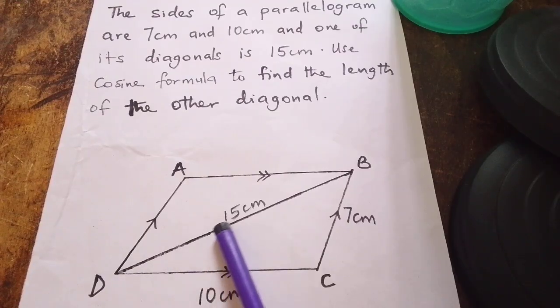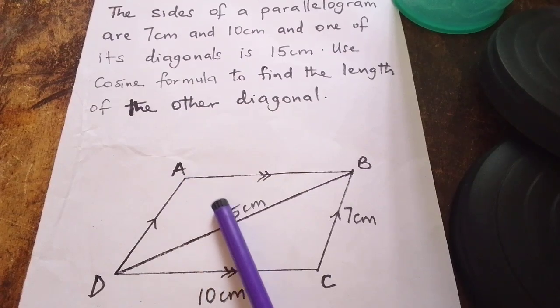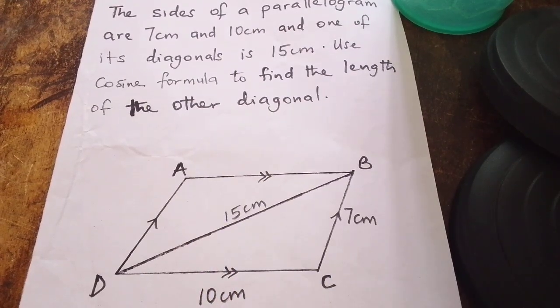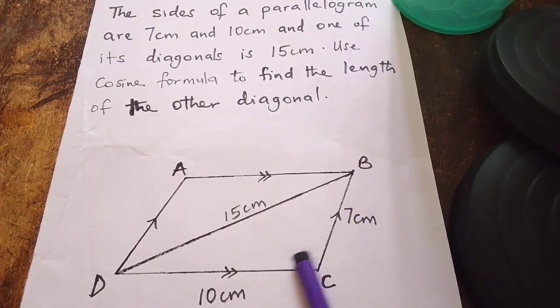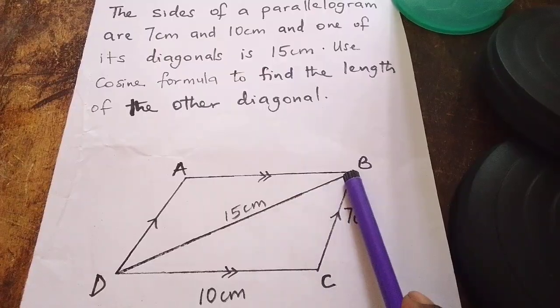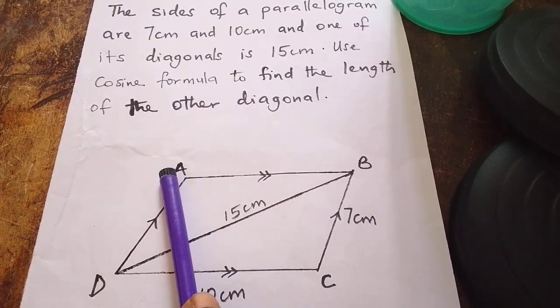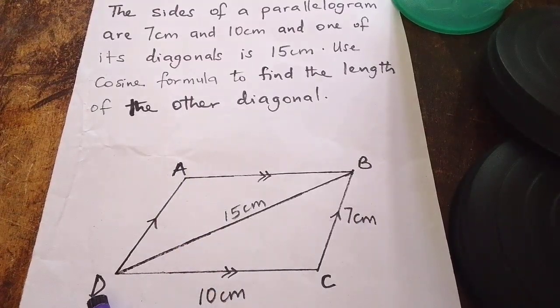So if the longer diagonal is 15 cm, then you are told to look for this shorter diagonal. But before we can do that, we must get the angle that connects these two parallel sides together. So what is the angle here? That means you now have something like a triangle. If I now label this parallelogram A, B, C, D.